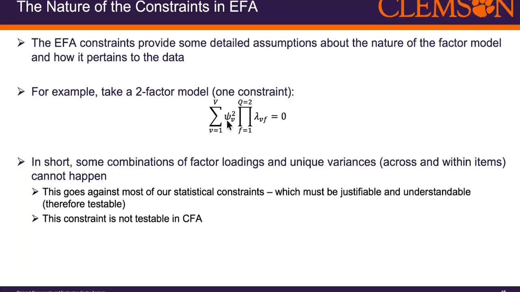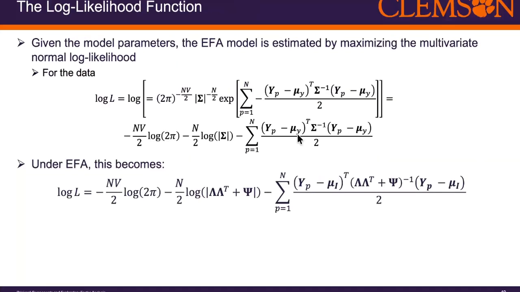Especially when you think about the unique variances, we take those from the diagonal of our covariance matrix, right? It really constrains what the factor loadings might be. And it's also not a testable hypothesis in CFA. So I really don't like the constraints. That's part of the reason why I don't prefer using exploratory factor analysis, is this is really difficult to describe.